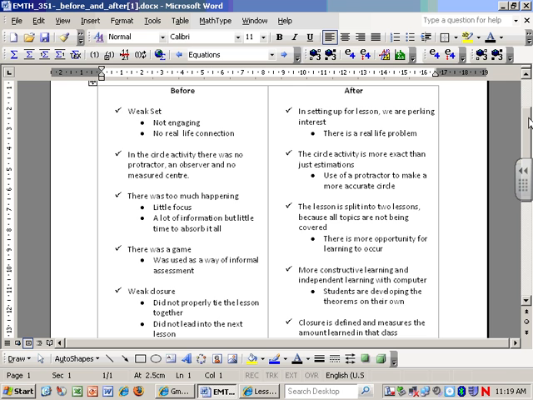So in setting up for the lesson this time, we're piquing interest by giving them a real life problem. It's maybe not exactly what they would be using in setting up a movie theater, but it is something for the kids to tie to and maybe get them thinking about other real life examples where it might be used.